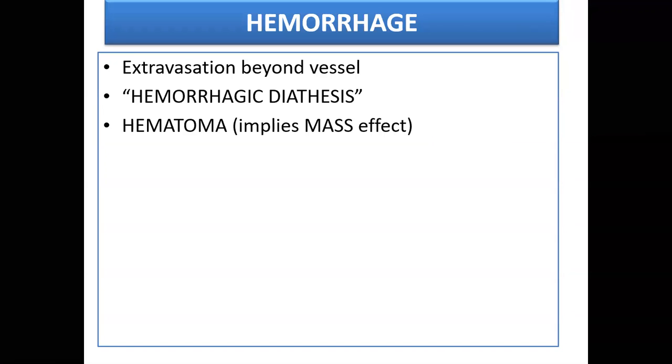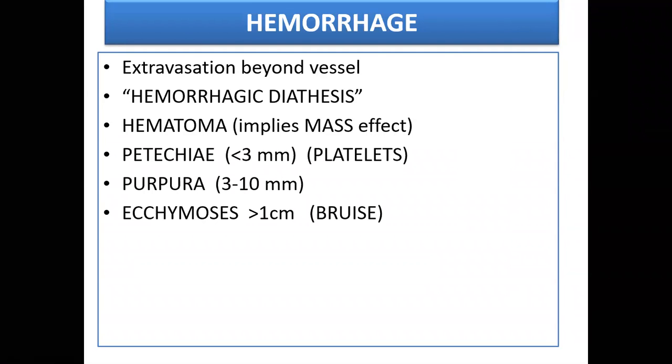Hematoma means collection of blood in a cavity. It implies a mass effect. Okay, so hematoma can form in the abdominal cavity, a collection of blood in the peritoneum. It can be in the joints. If it happens in the joints, we call it, anybody? Hemarthrosis. Okay, now there are three definitions more.